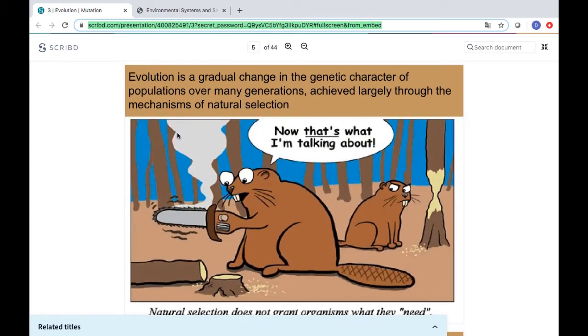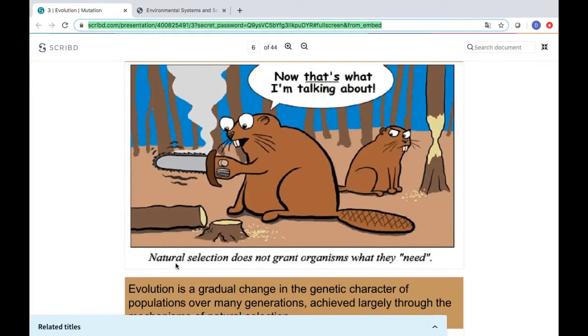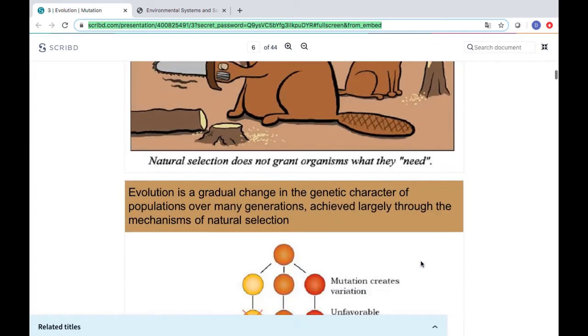And let's first understand what is evolution. Evolution is a gradual change in the genetic character of populations. So we're talking here about genes, right? Over many generations, so it means that it takes a lot of time. Achieved largely through the mechanism of natural selection. So this is the mechanism that is going to help to have this process of evolution, natural selection. But remember, natural selection doesn't grant organisms what they need. On some occasions yes, on some occasions no, okay?